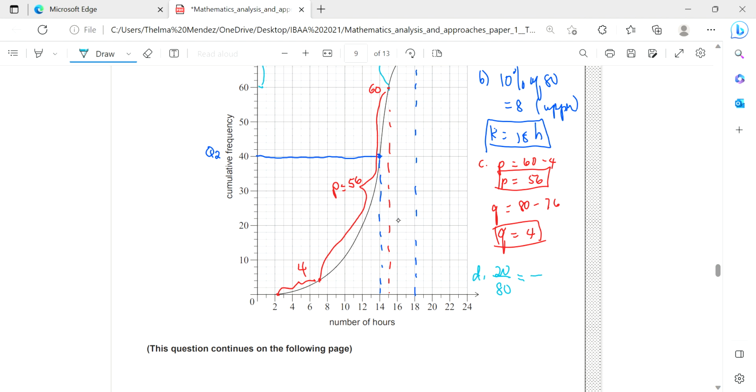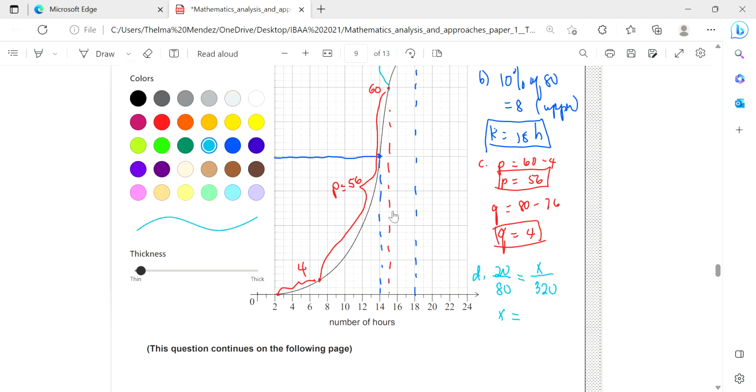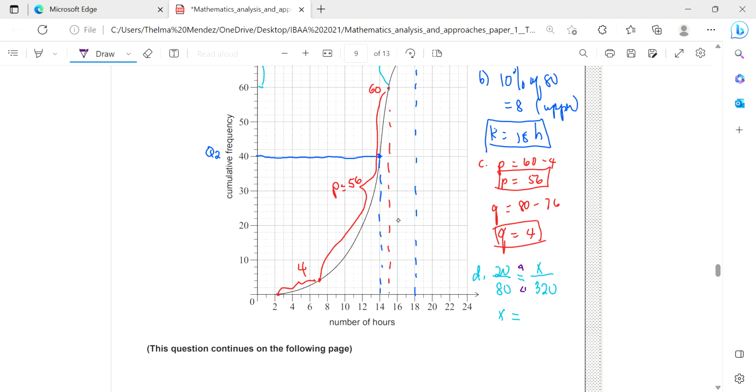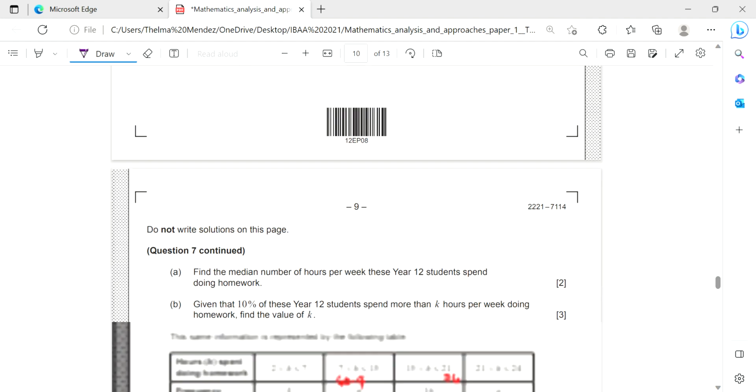So we can simply use ratio and proportion. We find x. Since this is paper 1, you have to devise something that will make your work easier. So it's like multiplying this by 4, multiplying this by 4. 20 times 4 equals 80. So there are 80 students.